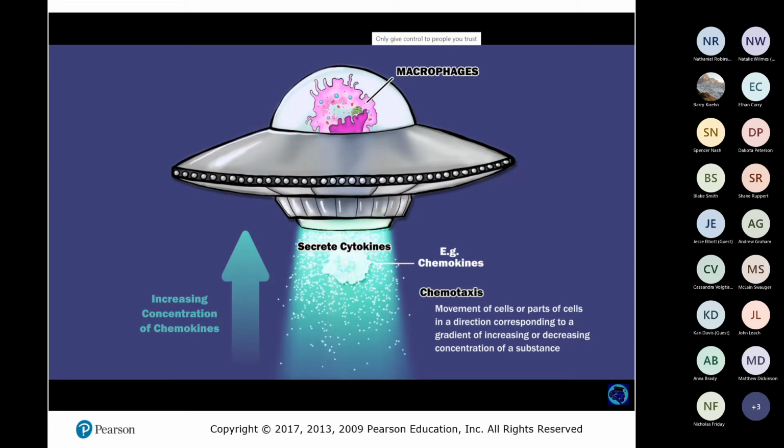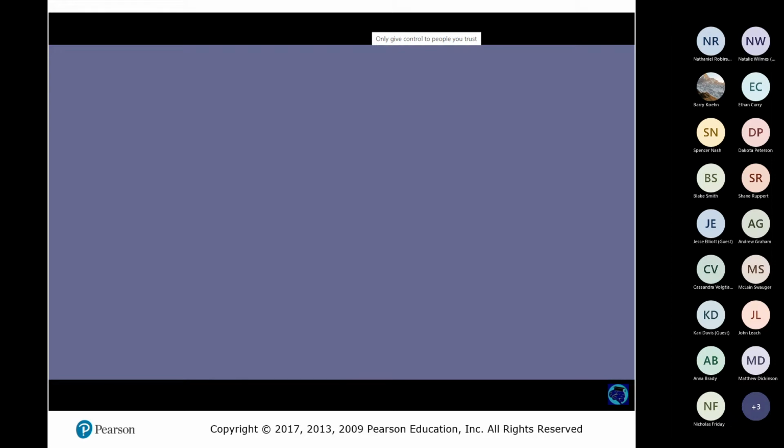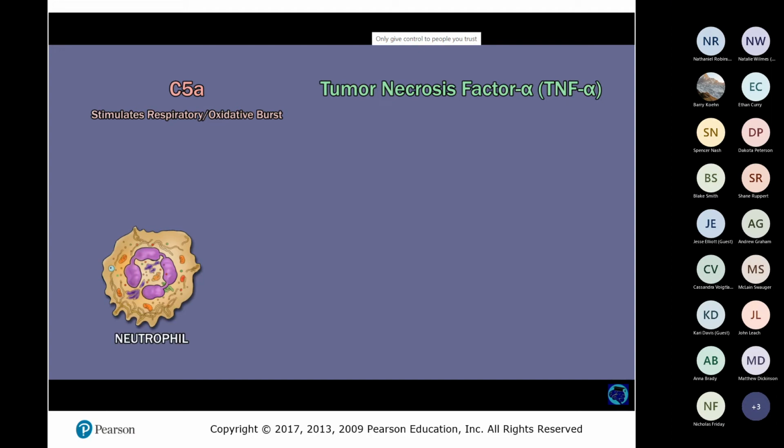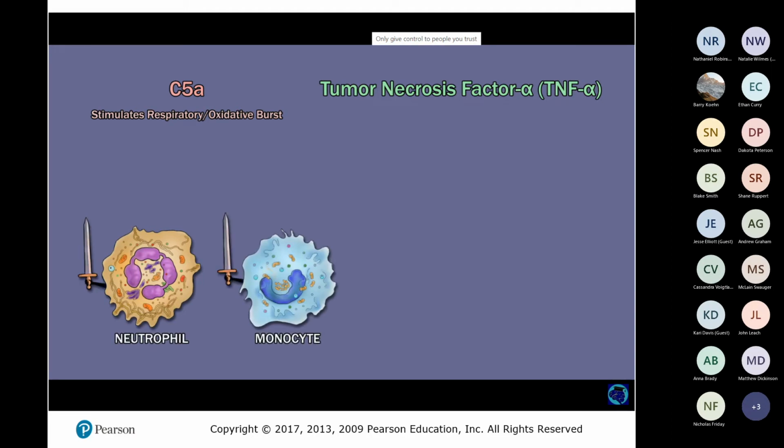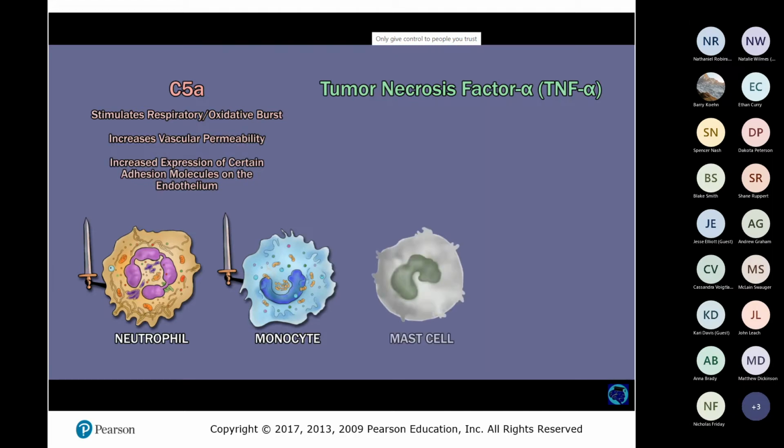Now I'd like to point out 2 cytokines important to the inflammatory response: C5a and tumor necrosis factor alpha, or TNF-alpha. The complement fragment C5a plays multiple important roles in the inflammatory response. For instance, it stimulates respiratory or oxidative burst, which is the rapid release of reactive oxygen species. At the same time, it attracts neutrophils and monocytes, so it essentially preps them for battle as they arrive. It also increases vascular permeability, increases expression of certain adhesion molecules on the endothelium, and causes local mast cells to release granules containing the inflammatory molecule histamine and TNF-alpha.